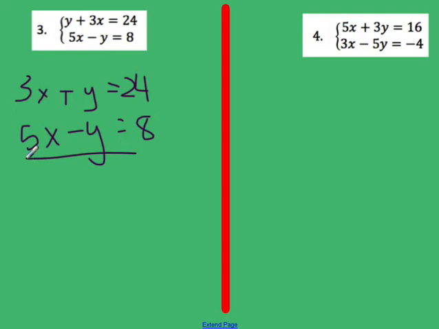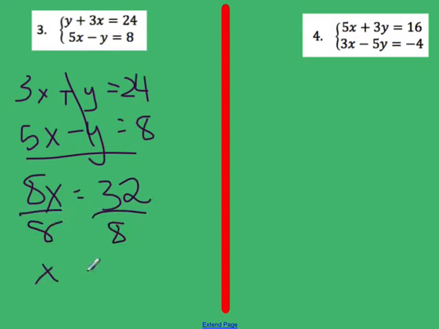All I'm going to do is add down those columns. So 3x plus 5x is 8x. Our y's cancel. 24 plus 8 is going to give me 32. Then to solve for x, I'm going to divide both sides by 8, and I get that x is equal to 4.